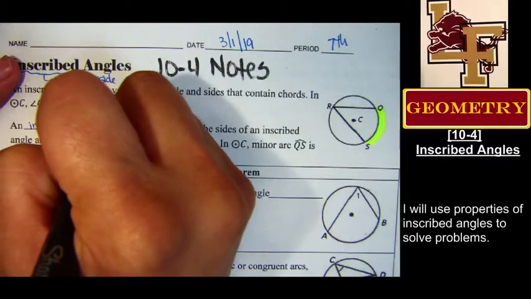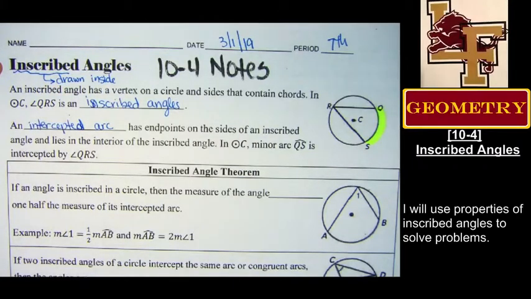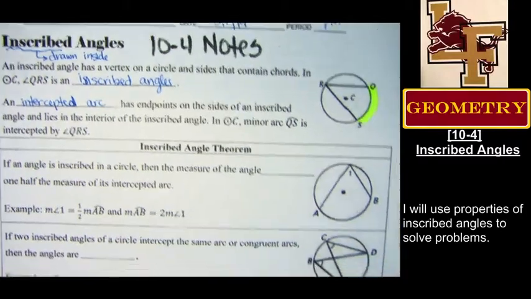This kind of arc is called the intercepted arc. So this one right here, intercepted arc. Different than the arc created by the central angle, which is just an arc. Okay? This one's the intercepted arc. It's created by an inscribed angle. We've got two theorems.